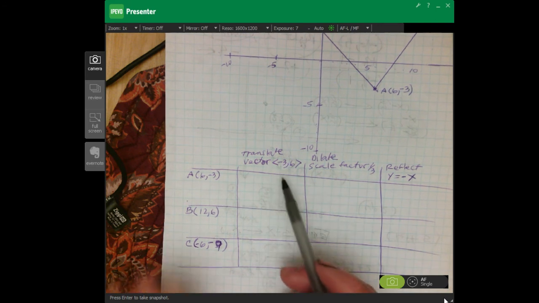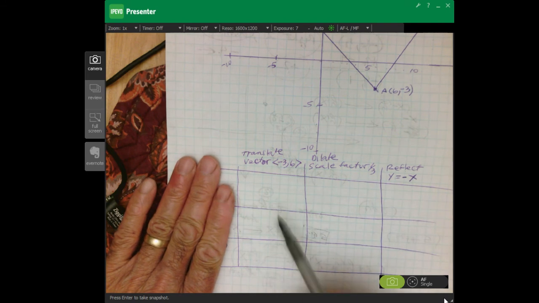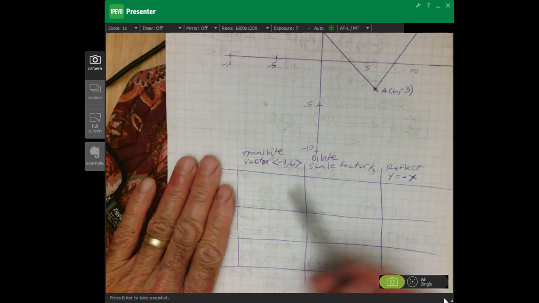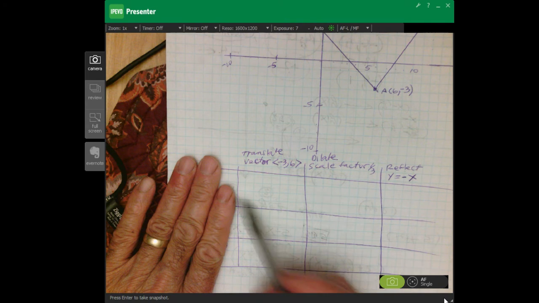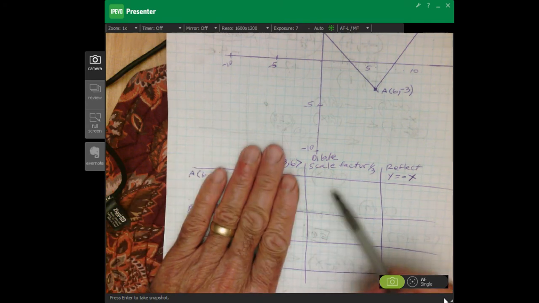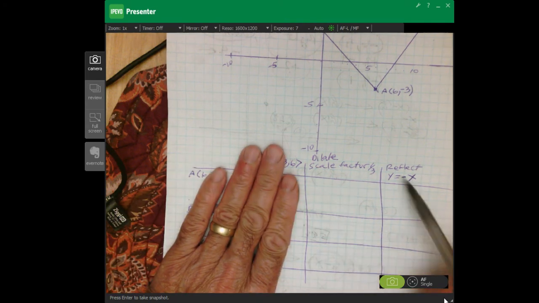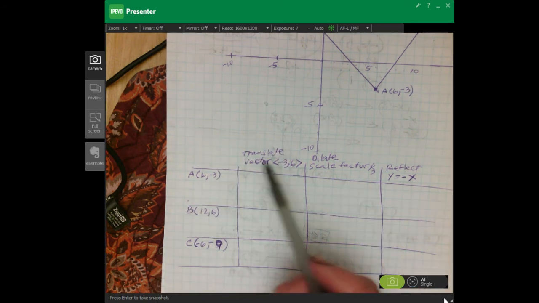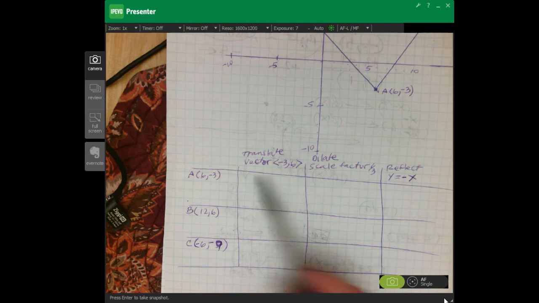Then after we do that, we will no longer use this. We will have the new points, which we use on the dilation. Then we're going to use these new points to find the reflection. And where we end up is the transformation that you get as a composite with all 3 of these.